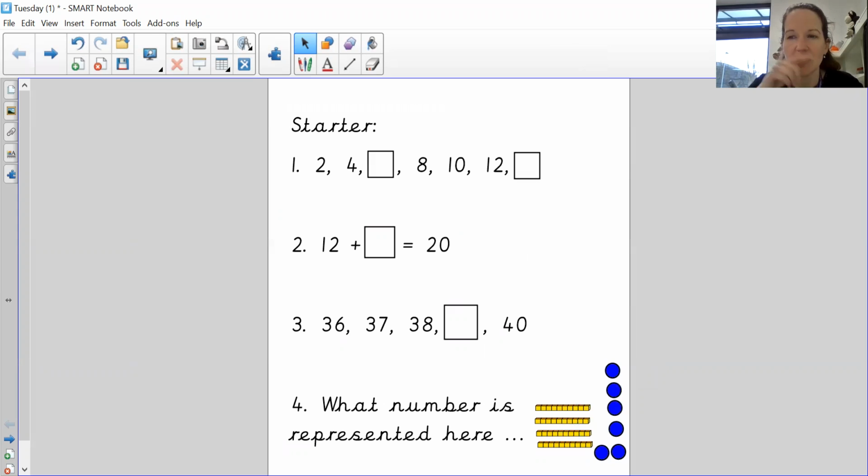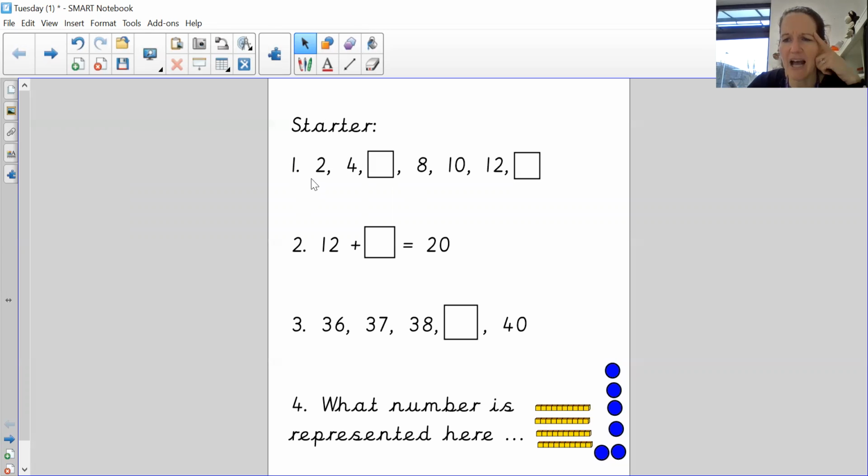So number 1, look carefully at the order of the numbers. Number 2, you have a missing number in an addition sentence. And number 3, look carefully. So pause the video, and then we're going to go over the answers. So pause it now, fill in the questions, fill in the answers, and then hit play when you're ready for the answer. Okay, so let's have a look.